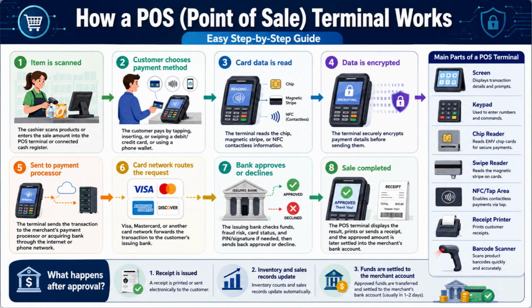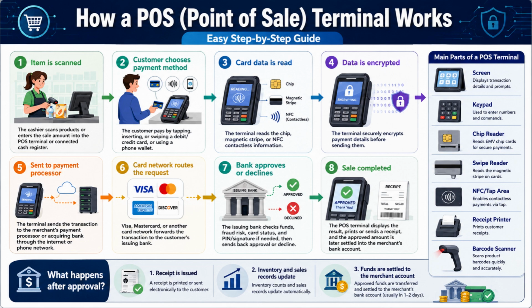The terminal then displays the result on the screen so the cashier and customer can see whether the payment was successful. Finally, when the sale is approved, the POS terminal completes the transaction and prints or sends a receipt to the customer. At the same time, the sales record and inventory information may update automatically in the business system.